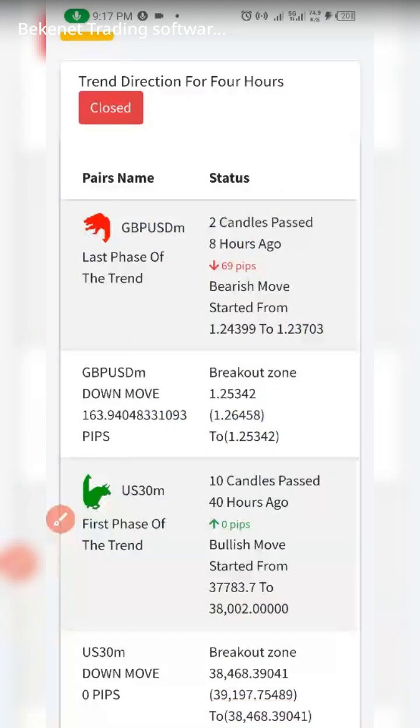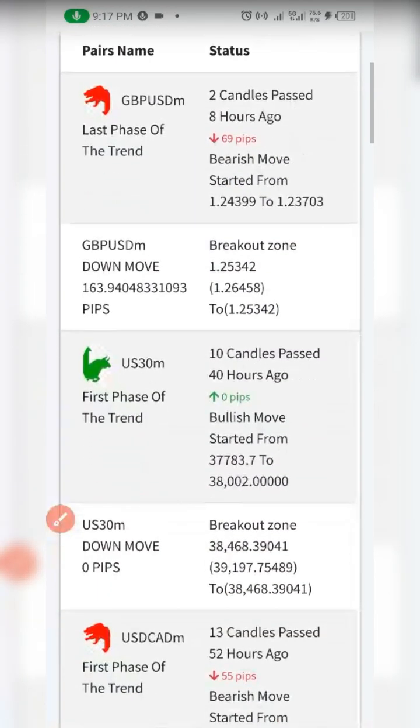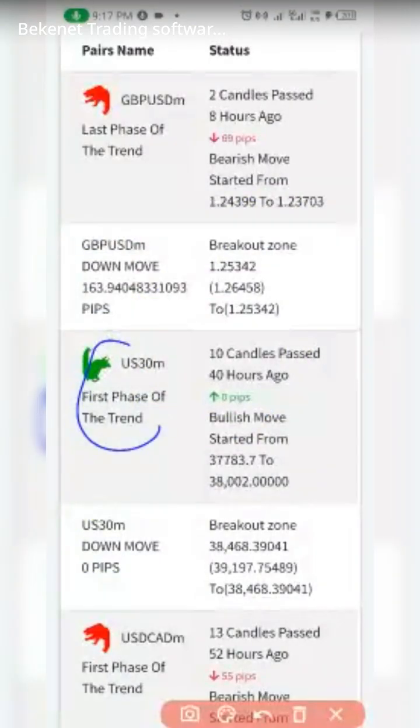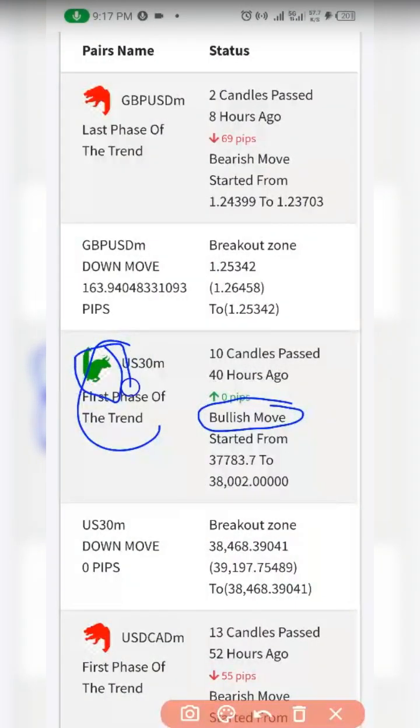Now let me explain it to you. Let's use this US30 for instance. If price is on its first phase of a bullish move, as you can see, this is a bullish move. You'll see a green candle. This green color signifies a bullish move. This red signifies a bearish move. It's written here too. You understand?